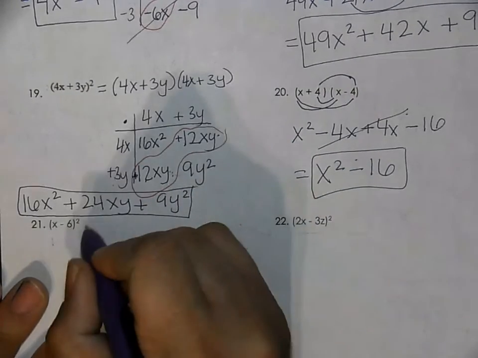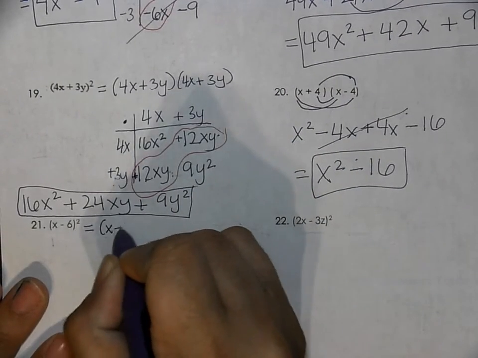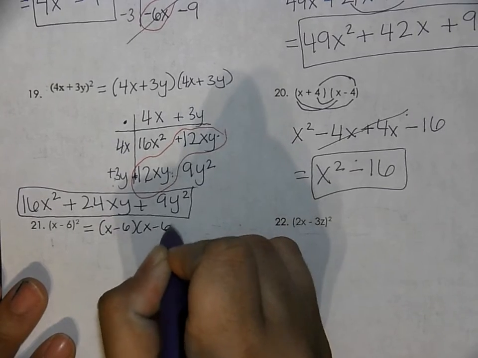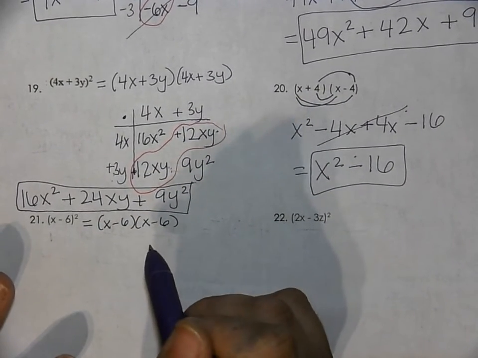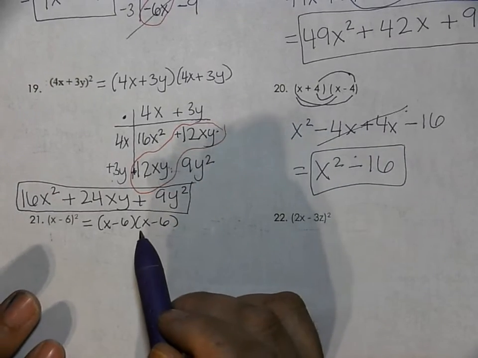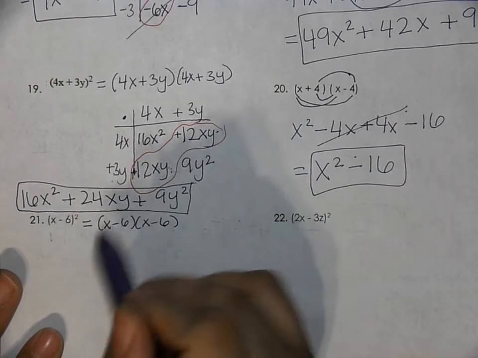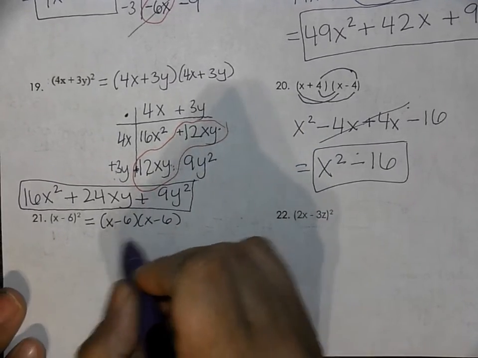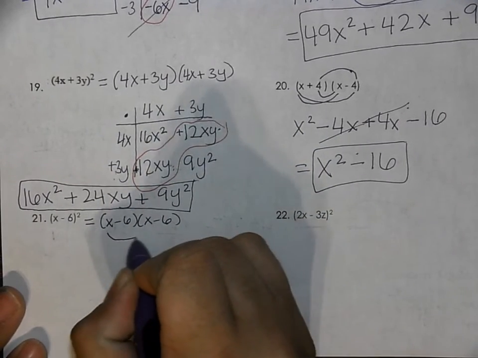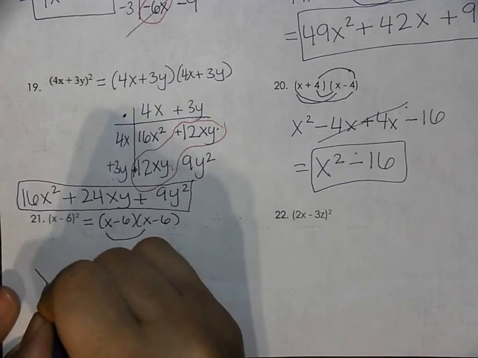The last two, number 21, you also have to write it out twice. There's a lot of these where you just have to write it out twice and then do FOIL or box method. There's no way to avoid doing FOIL or box method here without getting the correct answer. If you don't do it one of those two ways, you won't get the correct answer. So again, I'll do FOIL on this one. x times x is x squared.